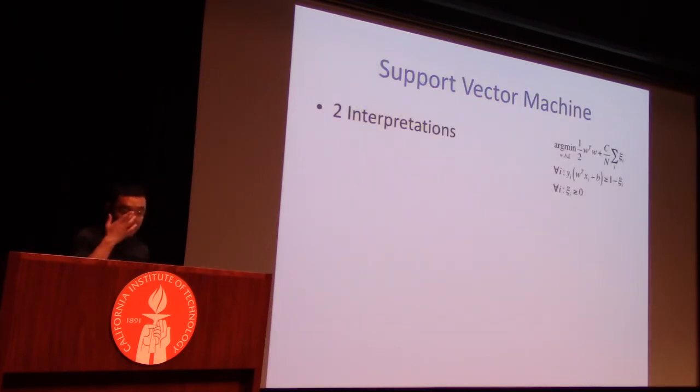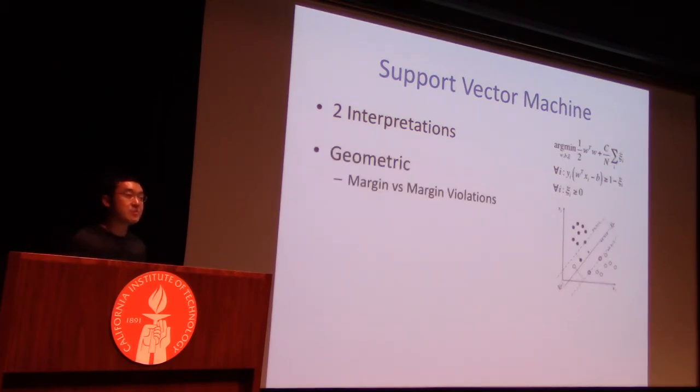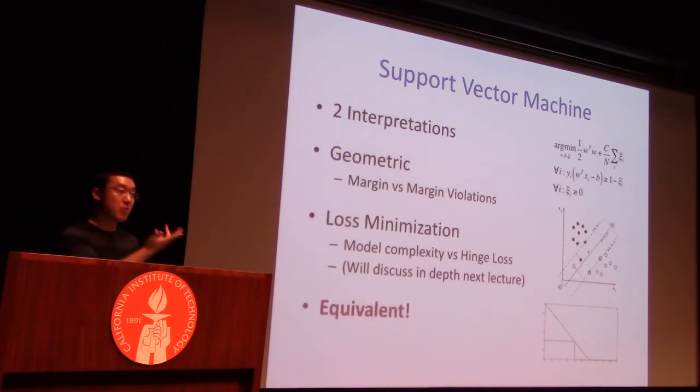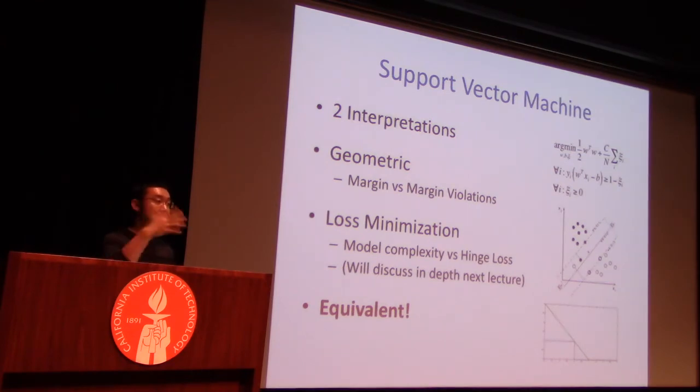Okay, so just to summarize for the support vector machine, I gave you two interpretations of it. One based on geometric interpretations, margin versus margin violations. One based on loss minimization, so model complexity as measured by the squared norm of w, again, we'll talk about this in depth next lecture, versus the hinge loss, the mispredictions you make on the data set. And from these two interpretations, we arrive at the equivalent learning objective. So these two interpretations are just two different ways of viewing the exact same problem.